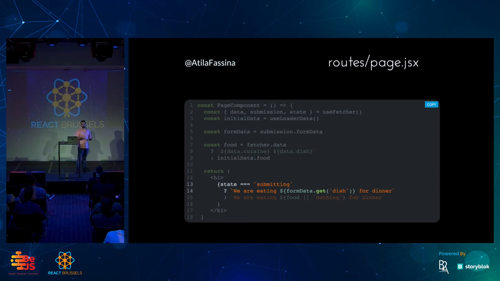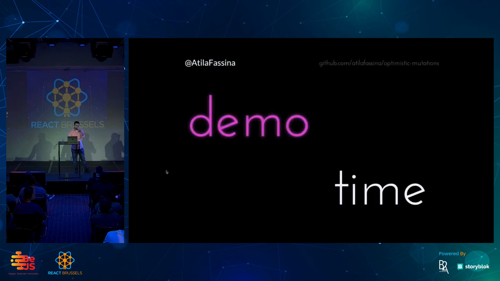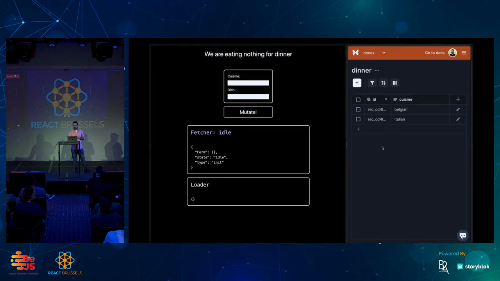And in this case, same thing as useTransition. I check if the submission is there, and if it is, I'm going to use it. If not, I'm just going to pass whatever is in the food. So here's how it goes with useFetcher.